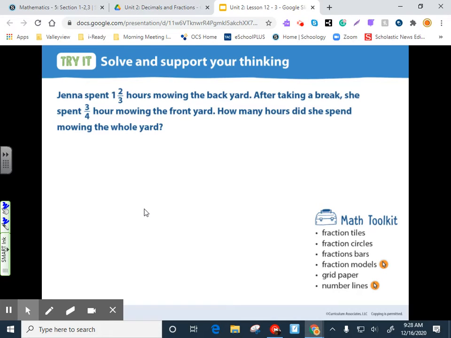All right, so here's our question. Jenna spent 1 and 2/3 hours mowing the backyard. After taking a break, she spent 3/4 of an hour mowing the front yard. How many hours did she spend mowing the whole yard, or basically the front and backyards? Well, we have the backyard first. So let's add that 1 and 2/3 and the time she spent mowing the front yard.